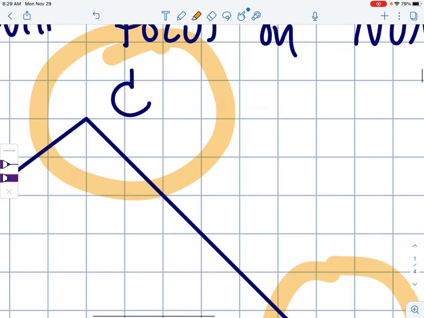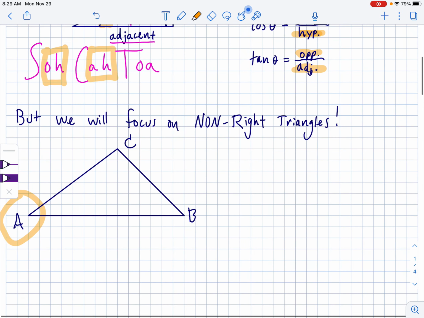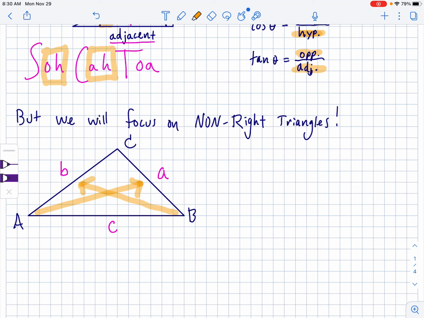Please notice that I'm doing kind of a fancy C with a little hat on it. That's because we are going to use lowercase c here in a minute, and lowercase c I want to easily differentiate from. So directly across from angle A is lowercase a. Directly across from angle B is lowercase b, and directly across from angle C is lowercase c. Notice that there's a relationship between the angles and the side that they point at. A is directly across from little a, B is directly across from little b, and capital C is directly across from little c.